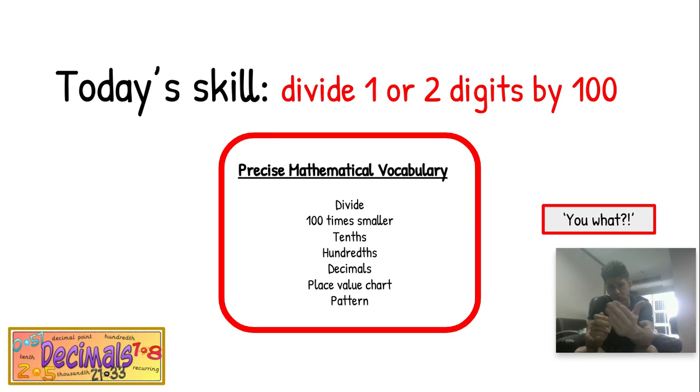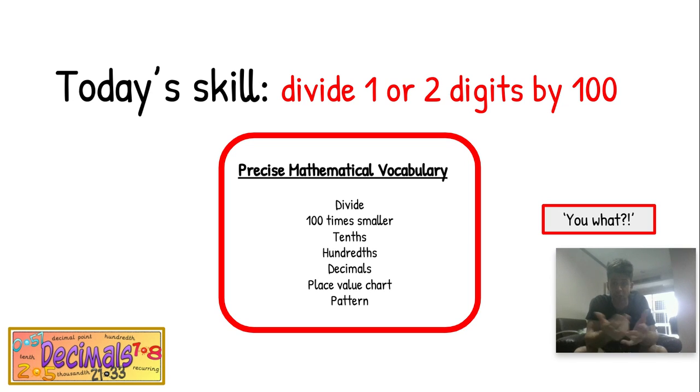When you divide 1 or 2 digits by 100, they're always going to have decimal answers. So we're going to be moving places into the tenths column and into the hundredths columns. There's that word decimals because, again, when we divide 1 or 2 digits by 100, they will give decimal answers.